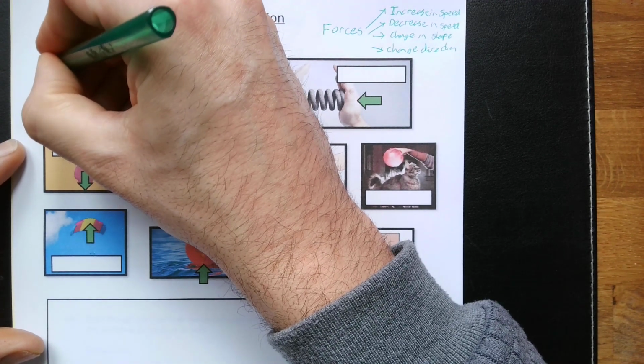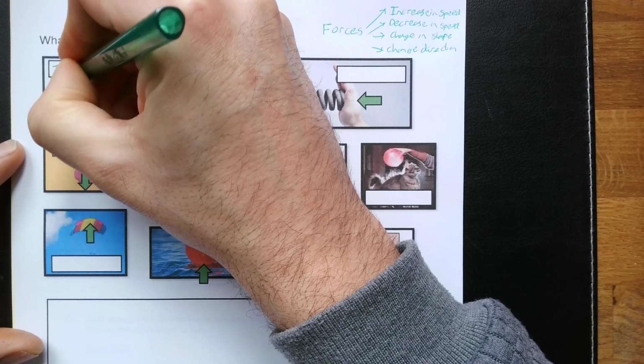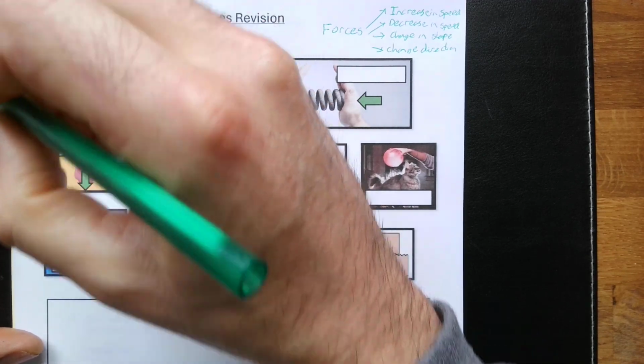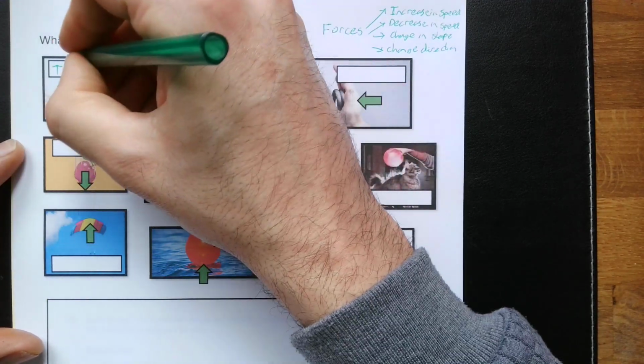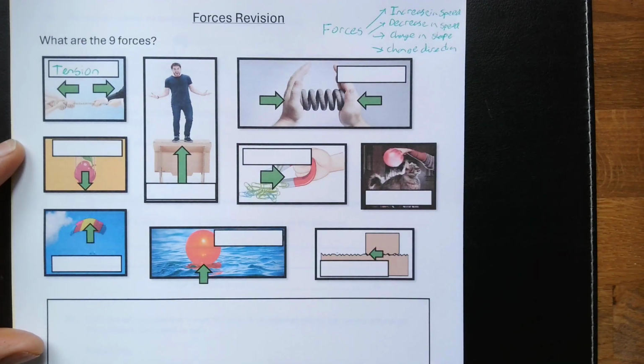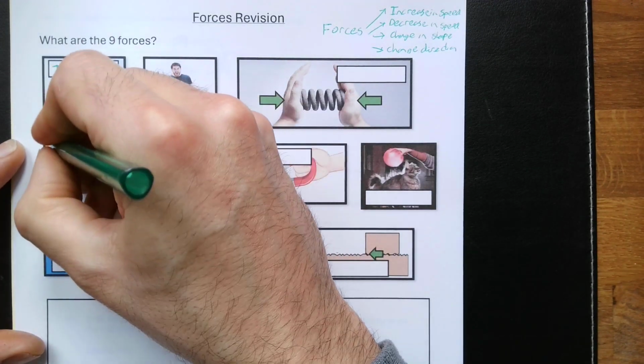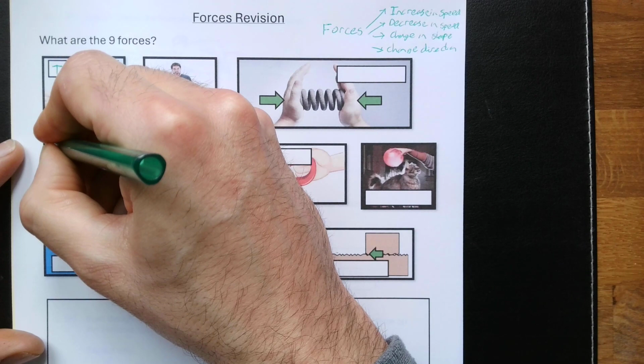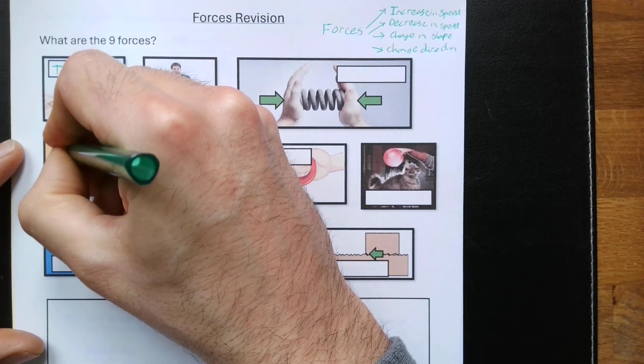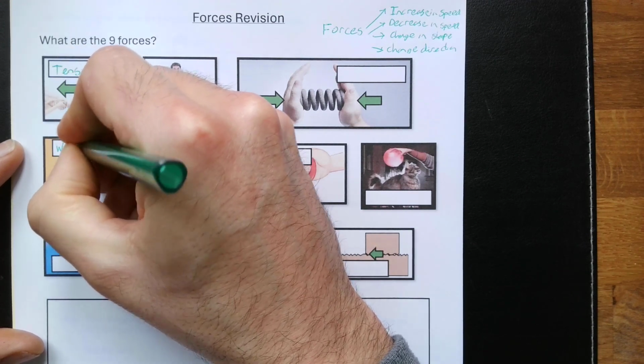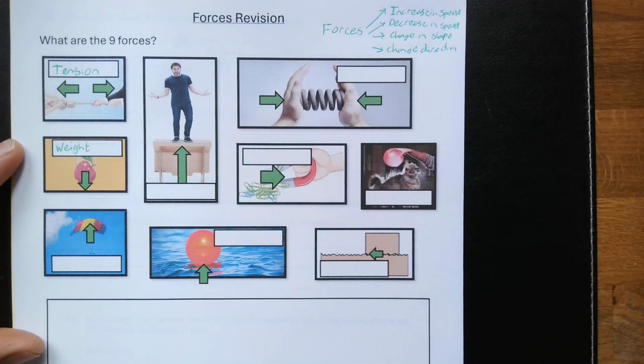Pulling something doesn't have to be a rope, but pulling anything puts it under tension. So we say there's a tension force there. Okay? Now, anything that's falling is falling because of its weight due to gravity. So we say it's weight. So the force that causes objects to fall is weight.